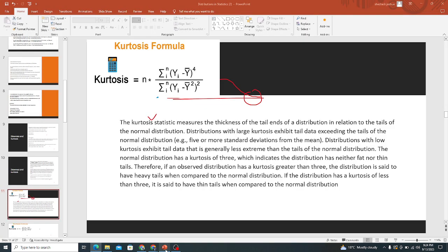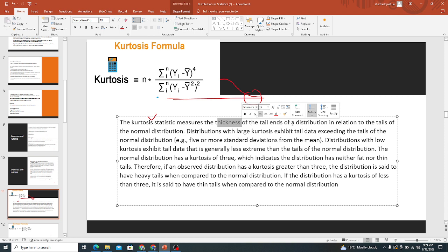All right. So let's now check into the kurtosis. The kurtosis statistic measures the thickness of the tail ends of a distribution in relation to the tails of a normal distribution, or that is, in relationship to the tails of a perfect or standard normal distribution. So distributions with large kurtosis exhibit tail data exceeding the tails of the normal distribution.